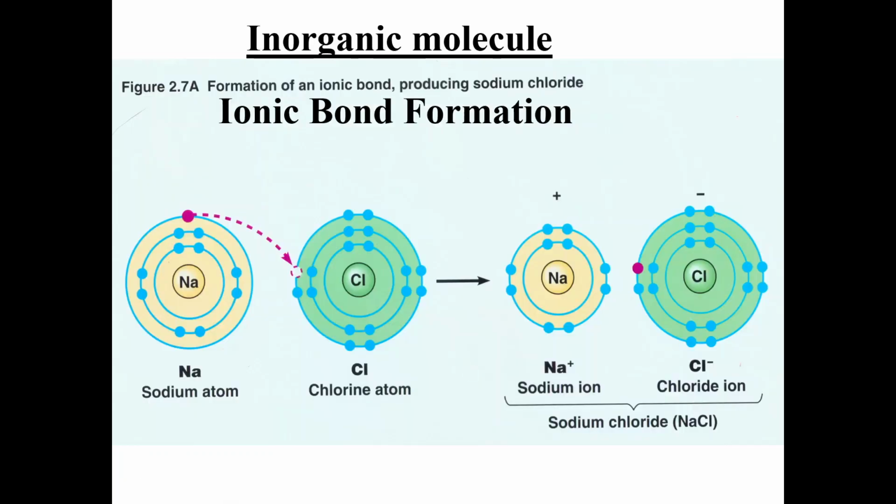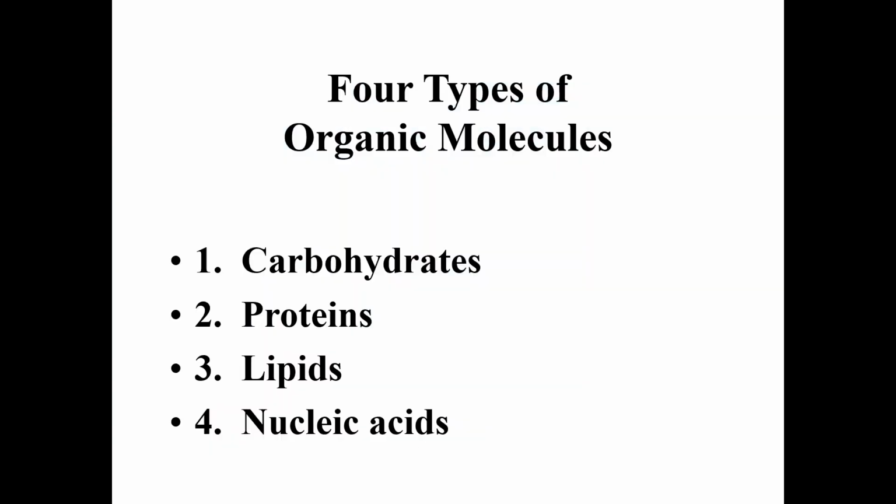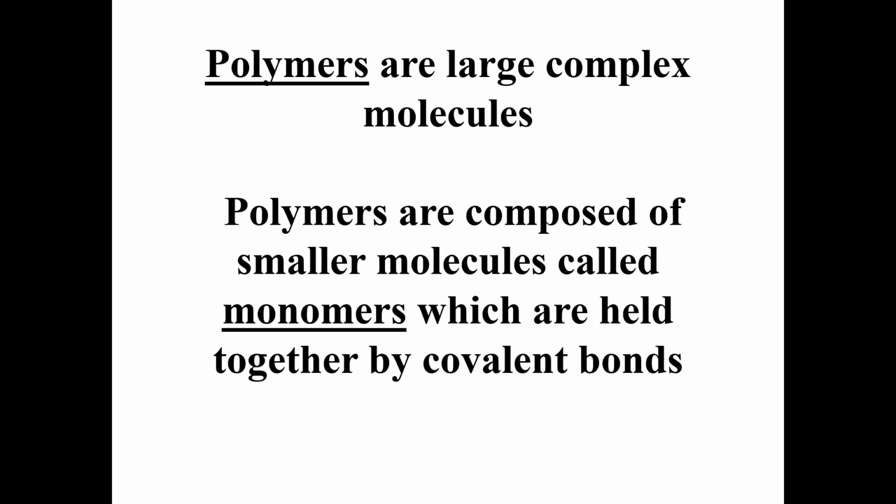And so with that in mind, let's go ahead and move into the 4 different types of organic molecules that you can make based on these different types of bonding patterns. So what we're going to be looking at today are the 4 different types of organic molecules, which are carbohydrates, proteins, lipids, and nucleic acids.